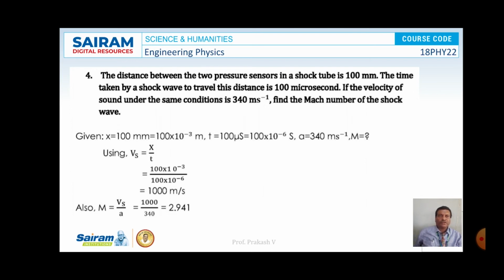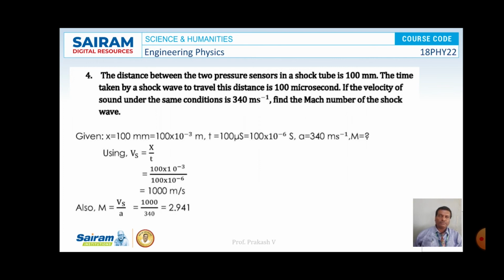So here the value of x is given as 100 millimeter, that is 100 into 10 to the power minus 3 meter. And time taken to travel that distance is 100 microseconds, that is 100 into 10 to the power minus 6 seconds. And the value of velocity of sound is 340 meter per second. Then by using the formula, velocity of shock wave is equal to x by t. So if you substitute the value of x and t in the formula, the velocity of shock wave is calculated as 1000 meter per second.